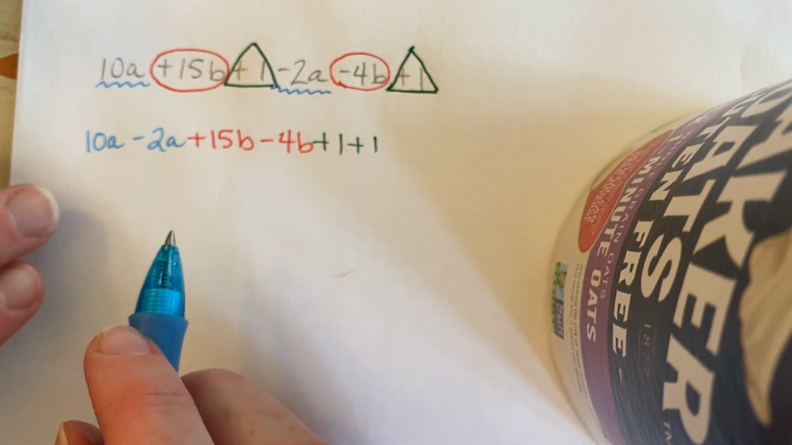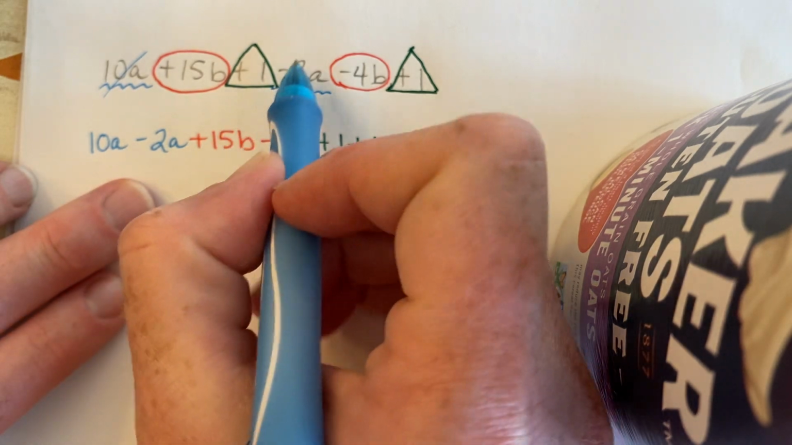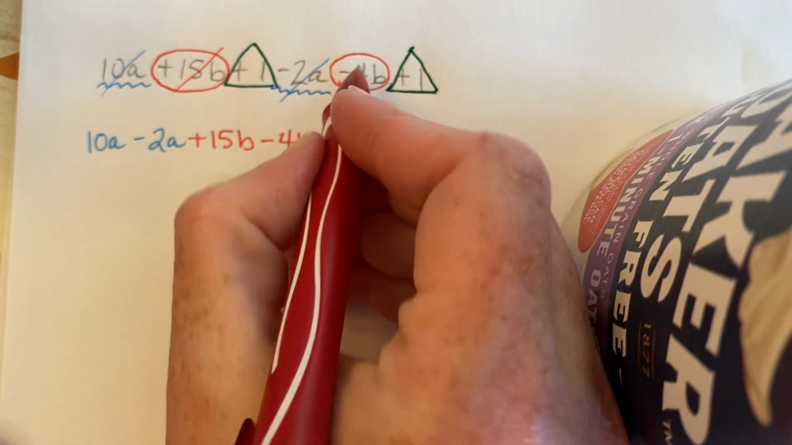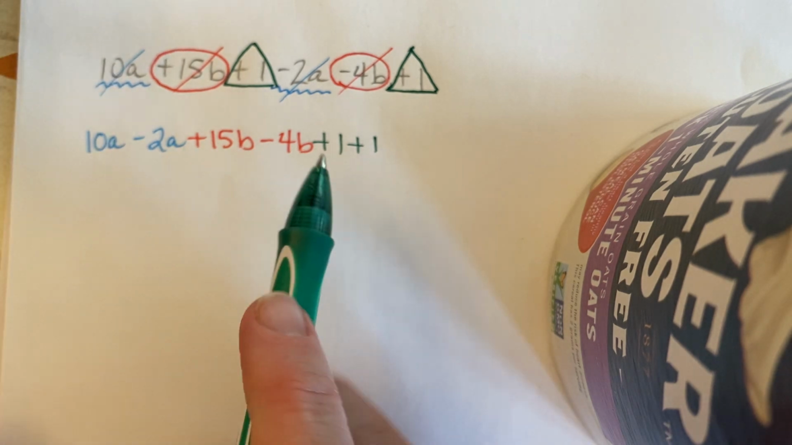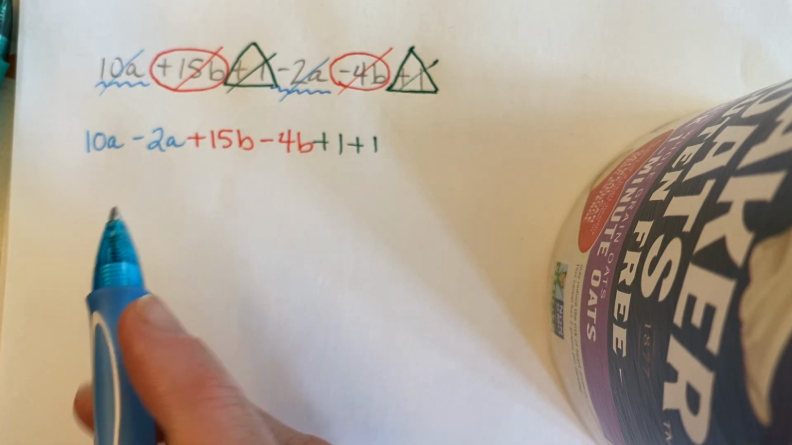If I go back through and cross everything off, look, I had a 10a, got that guy. Had a negative 2a, got him. I had a plus 15b and a minus 4b, got all of that written down. And I have a plus 1 and a plus 1. You don't have to go back through and cross them off, but sometimes it will help you see: did I take care of everything? Did I write everything down the second time when I went to combine my like terms? Now we're just ready to group.